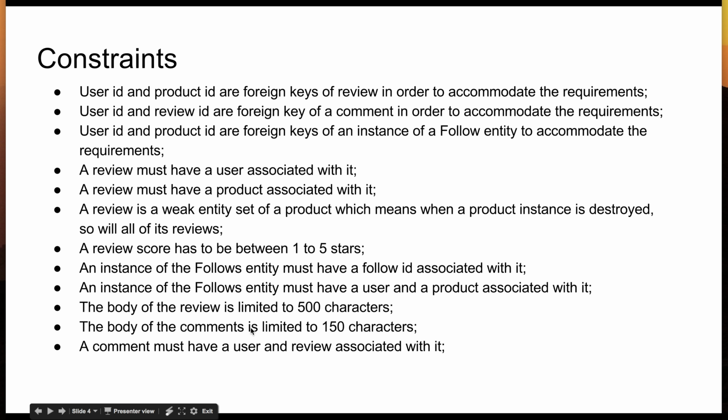Moving on to the constraints, a user ID and product ID are foreign keys of a review in order to accommodate the requirements. A user ID and review ID are foreign keys of a comment. A user ID and a product ID are foreign keys of an instance of a follow entity. A review must have a user associated with it. A review must have a product associated with it. A review is a weak entity set of a product, which means when a product instance is destroyed, so will all of its reviews. A review score has to be between 1 to 5 stars.